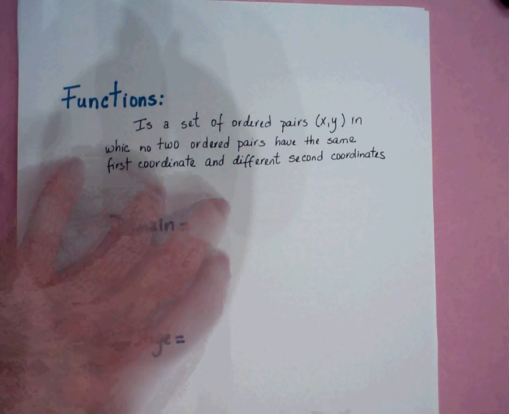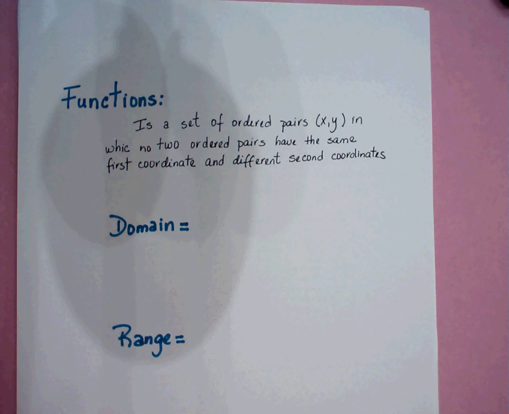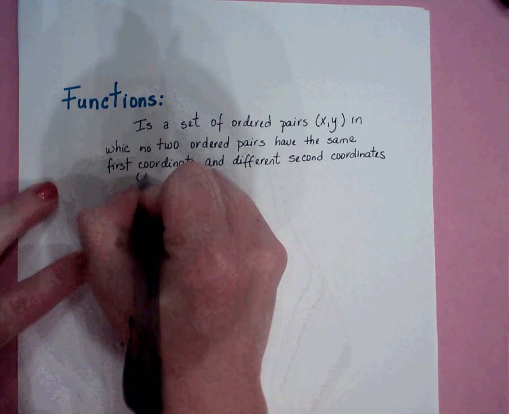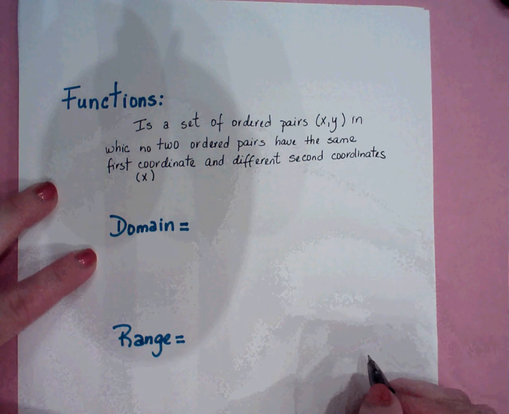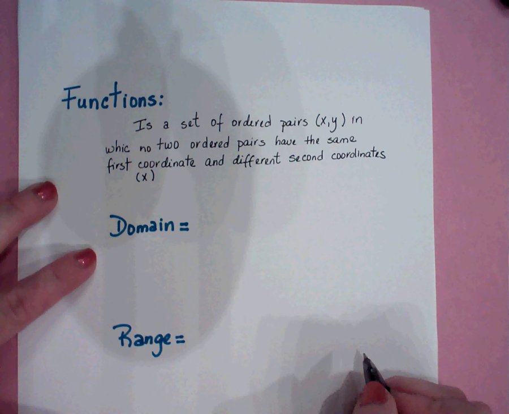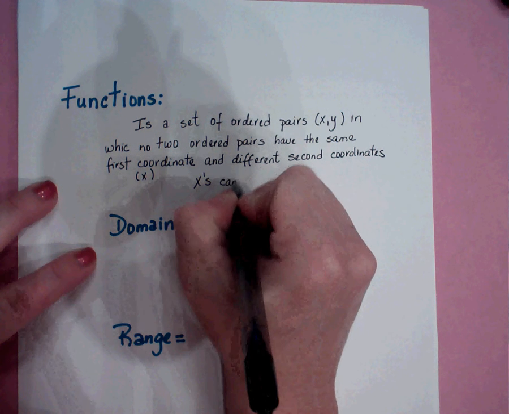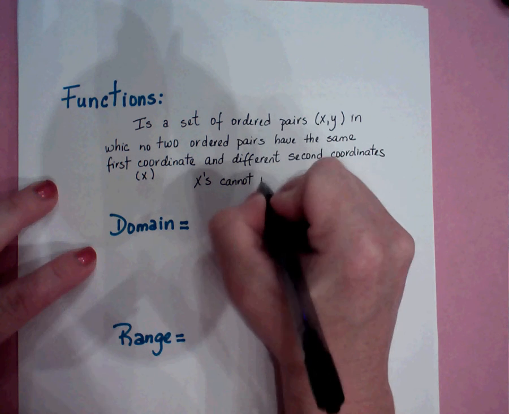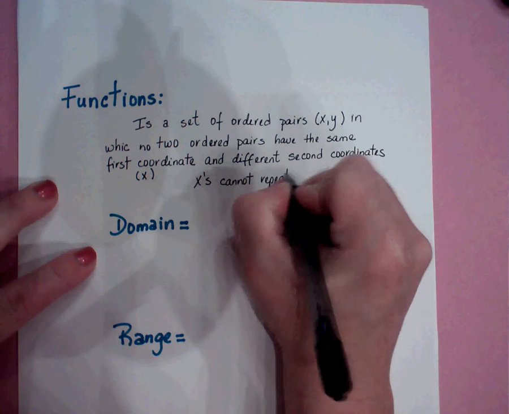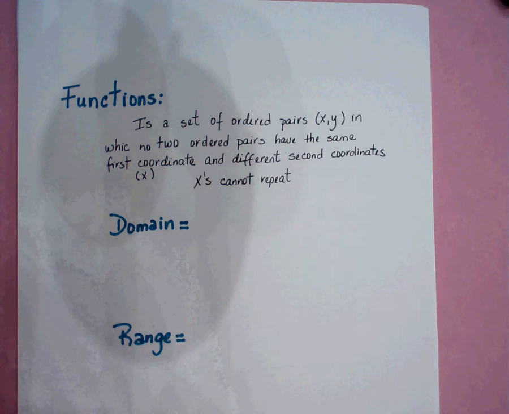All right, basically what does this mean? This means that the first coordinate, which would be your x, cannot repeat. So x's cannot repeat. That's basically what it means.